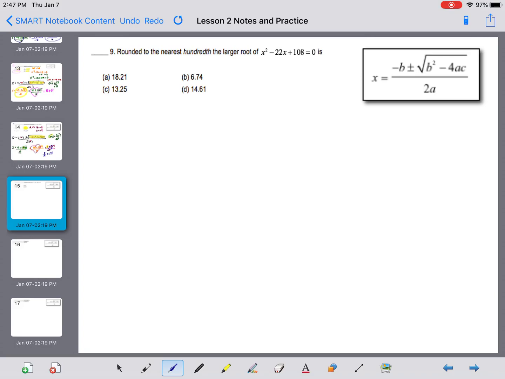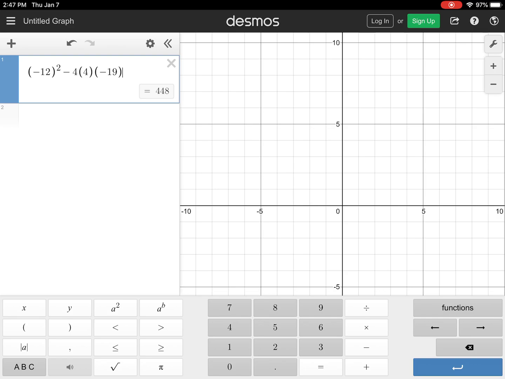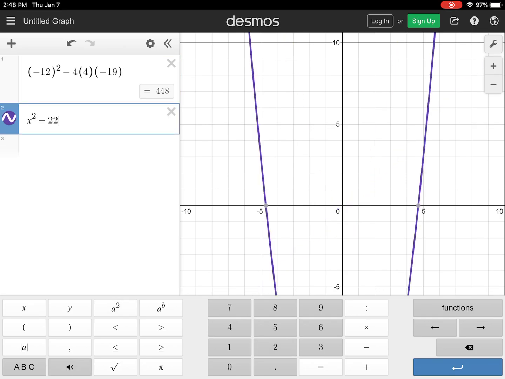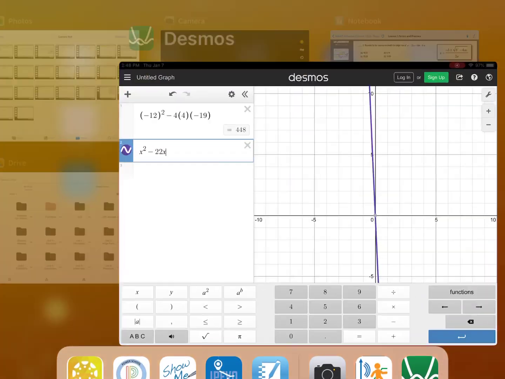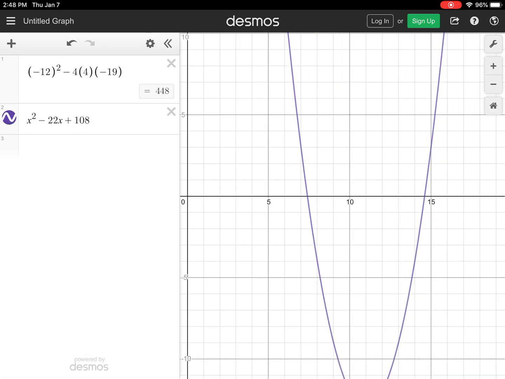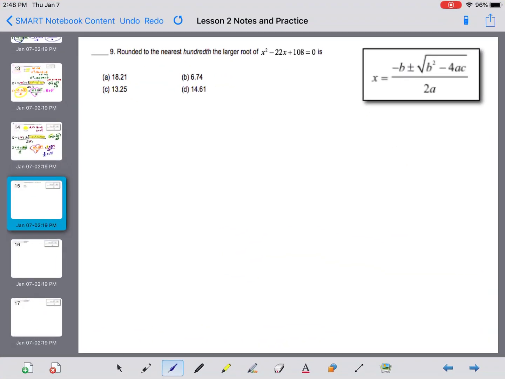So I'm going to use Desmos. I'm going to graph this into Desmos. So x squared minus 22x plus 108. And now let's find the larger root. Well, this is the larger root, 14.606. Looks like it's D.